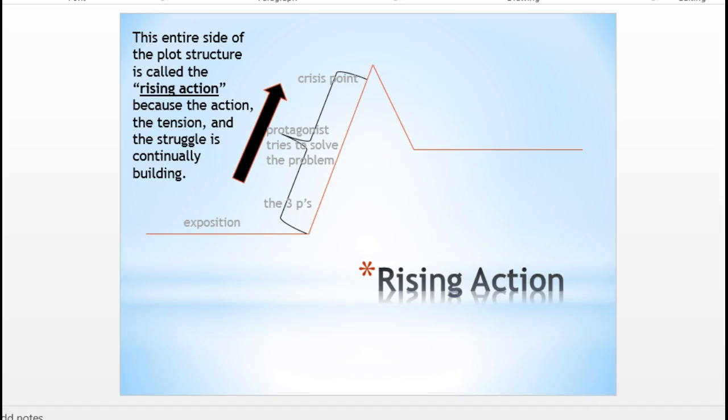Because there's such an enormous amount of tension and struggle in this part of the traditional plot structure, that's why this is typically called the rising action, the left side of the plot structure. What is it, though, that's rising? It's action, it's tension, it's difficulty, it's struggle, and it continues to build and build and build to that crisis point where the protagonist, it may appear, can't go forward, has lost the will to go forward, or whatever it may be.